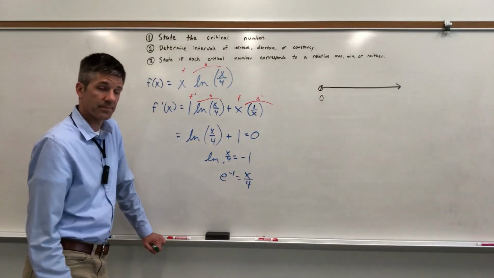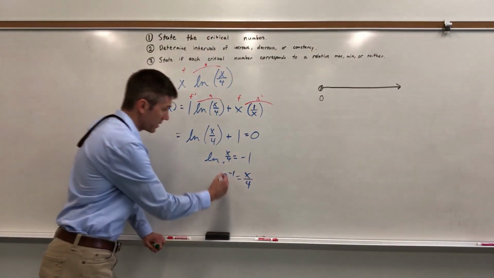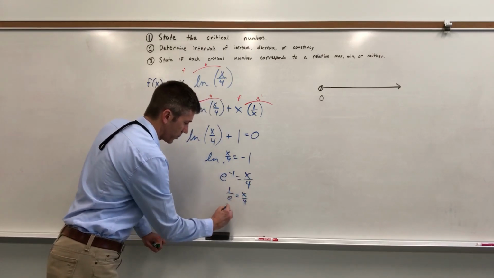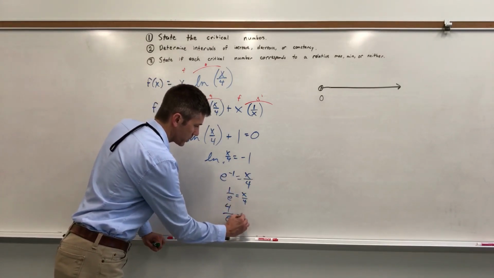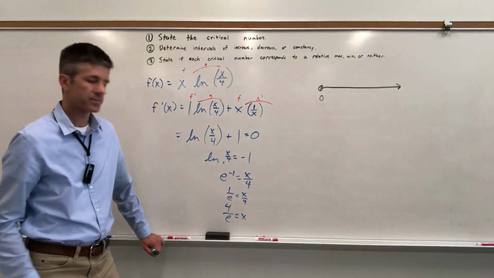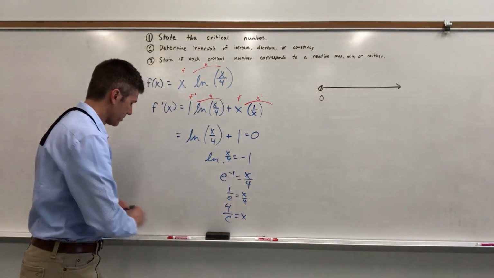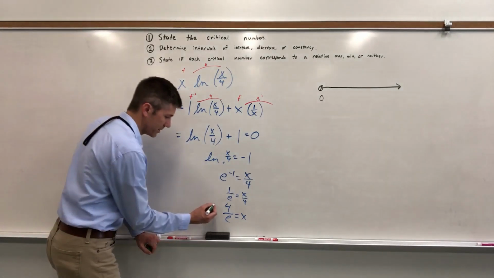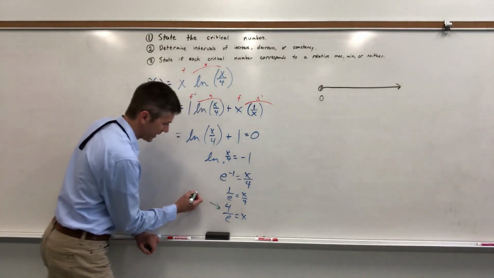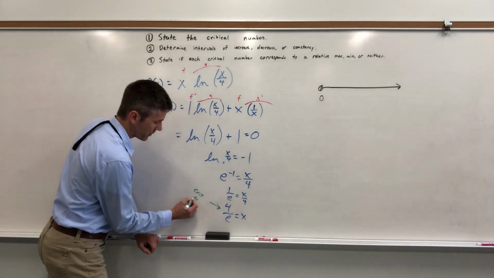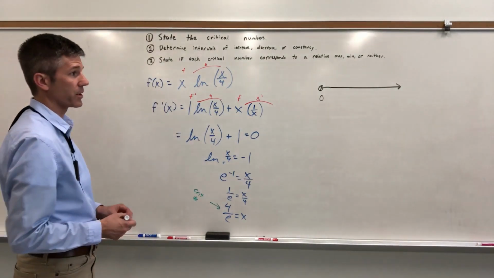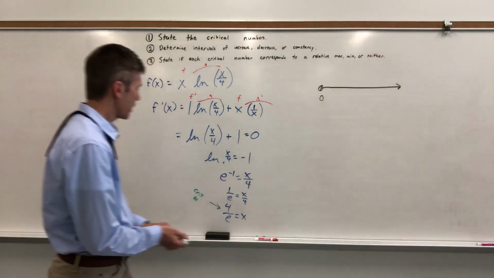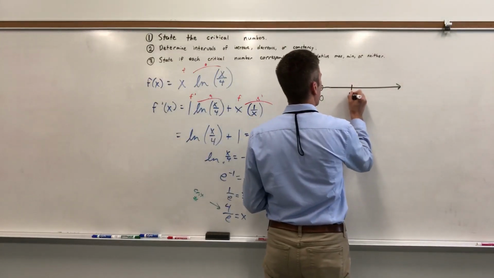We'll solve it. Don't make it harder than it is. E to the -1 is 1 over e equals x over 4. Multiply by 4. 4 over e equals x. That's it. This, my friends, although we may not be friends after this problem, the friendship is over. This is our critical number right there. That is our only critical number. So we will come over here with a marker and say 4 over e.